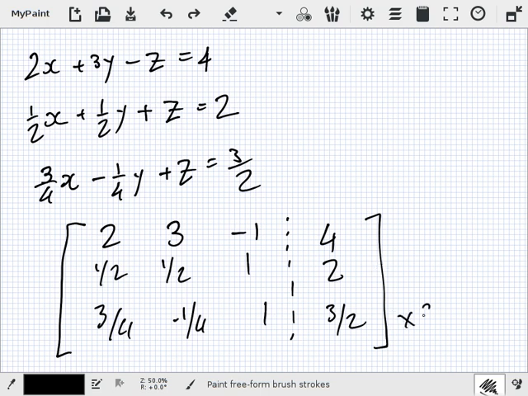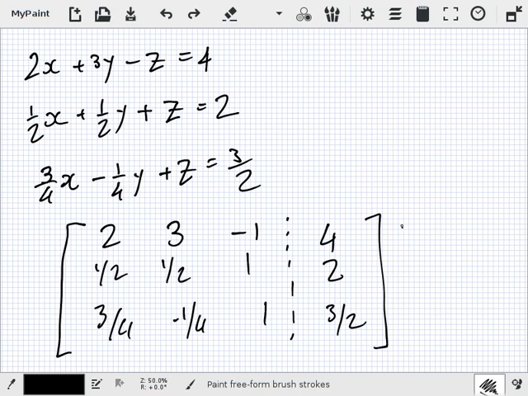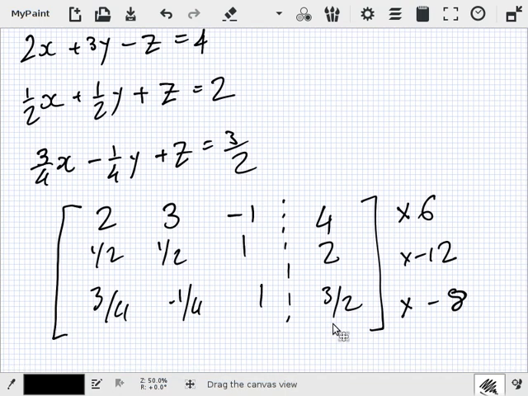Multiply this by 8, multiply by 12. Oh, for goodness sake. Sorry. Multiply this by 6, this by minus 12, by minus 8. Now, why did I pick those numbers? Well, watch what happens now.